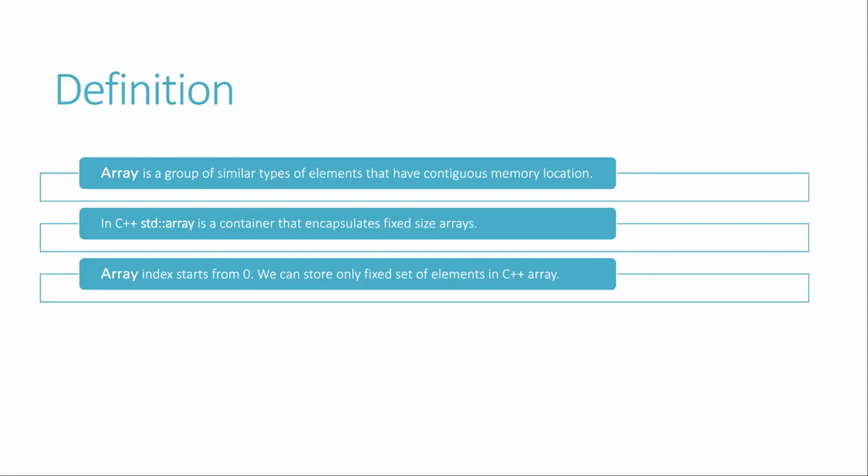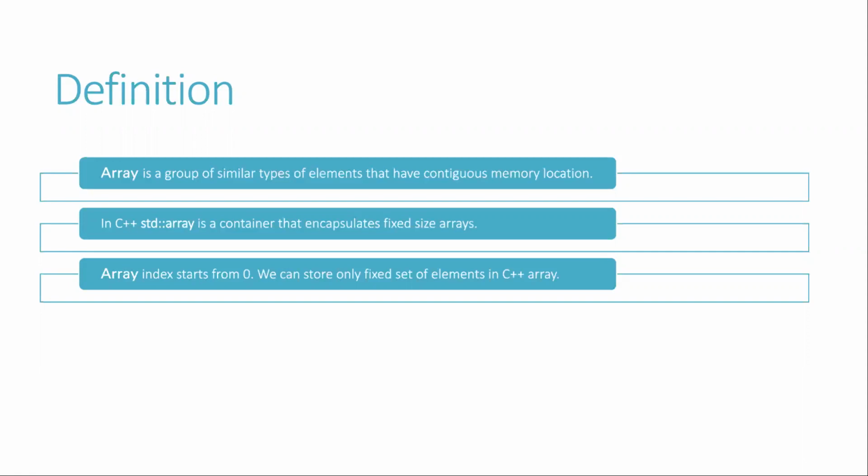And contiguous memory allocation means sequential memory gets allocated when we declare an array. I will tell you what the drawbacks and advantages of array are in my next slides. In C++, std::array, that is in the standard namespace. We all know in the standard namespace, array is a container that encapsulates fixed size arrays. That is why we need to include the namespace at the very top of our program.